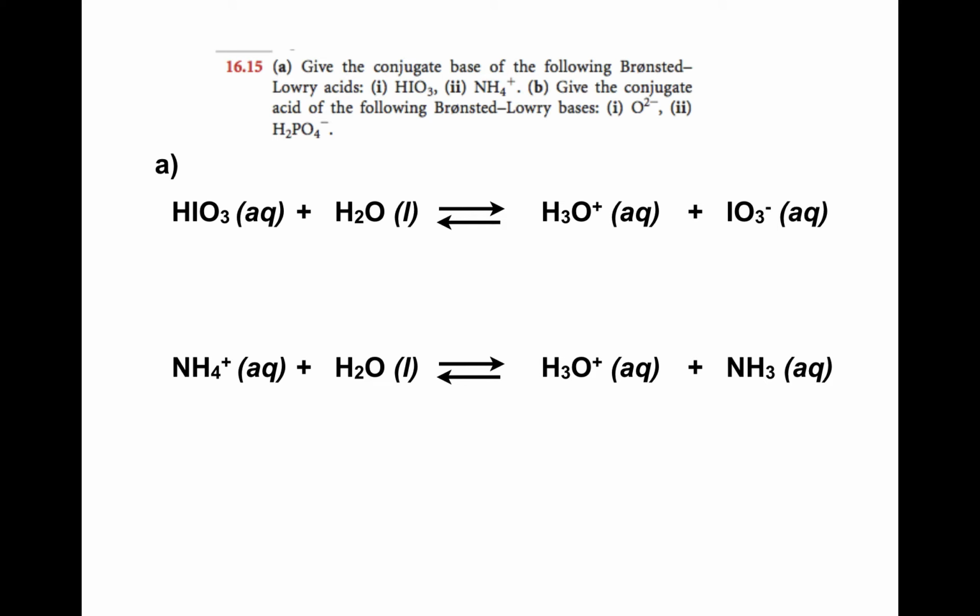Give the conjugate base for the following Bronsted-Lowry acids. So we have hydroiodic acid. The conjugate base of hydroiodic acid is iodide. So we're looking at the two of them. Ammonium ion will donate an H to water, forming hydronium ion and ammonia. So the conjugate base of ammonium ion is ammonia. The conjugate base of hydroiodic acid is iodide.